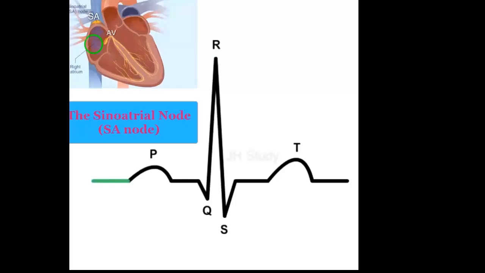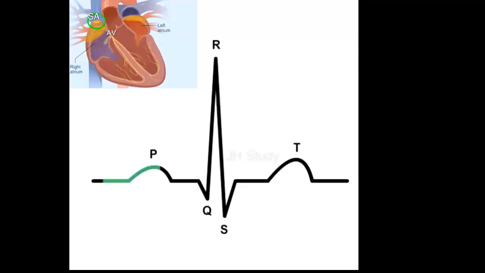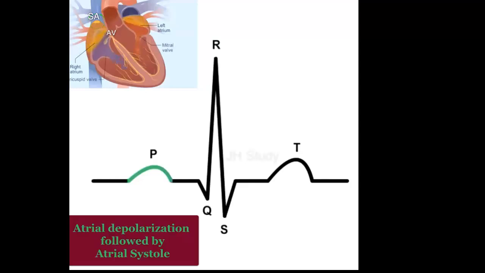After the atria fill with blood, the electrical signal from the SA node spreads over both atria and stimulates the atrial muscles to contract and empty blood into the ventricles. The atrial depolarization and atrial contraction, or atrial systole, are represented by this P wave right here.